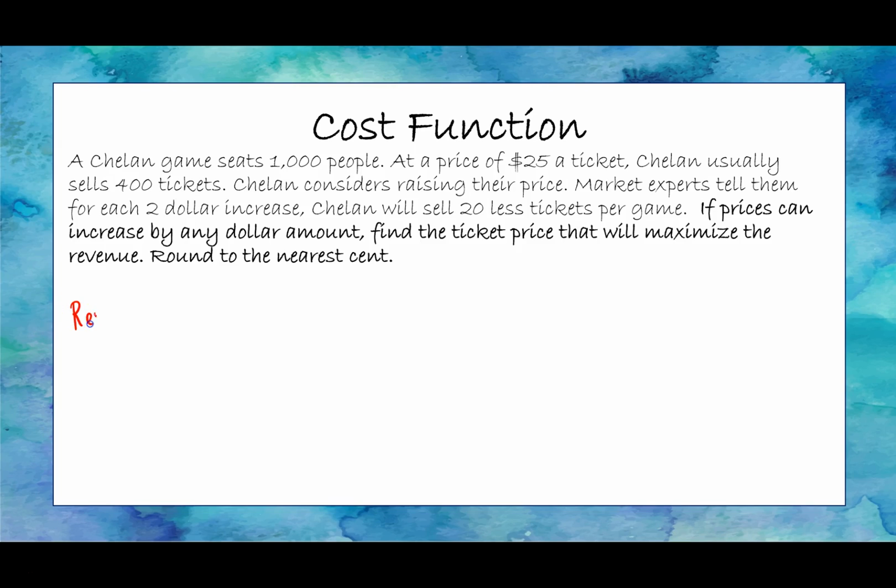Well, our revenue is going to be equal to the number of people that are going to be there. So they usually sell 400 tickets, minus, it says that for every $2 increase, you're going to lose 20 less tickets, or 20 less people. So we're going to let X equal the number of $2 increases. So this is going to be minus 20X, because for each $2 increase, we're going to lose 20 people from the 400 that we started with.